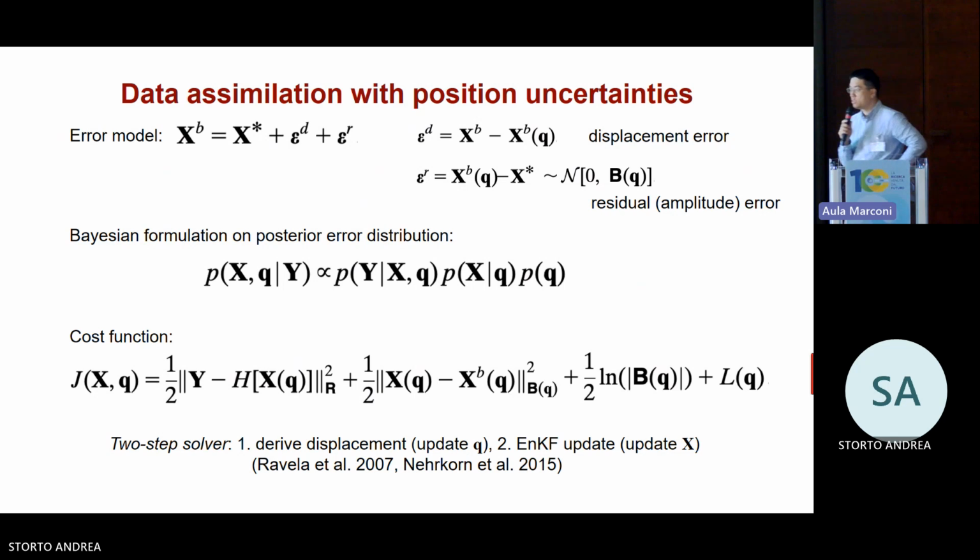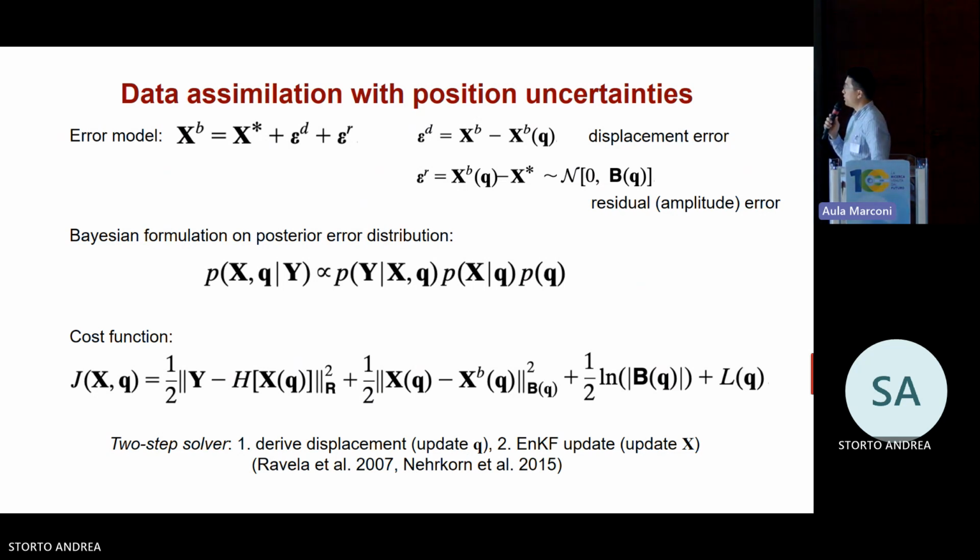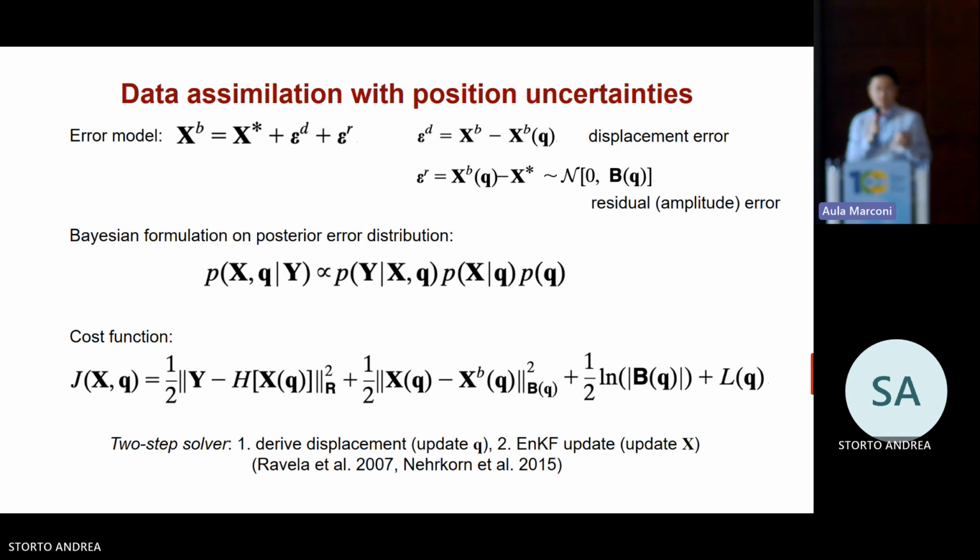So in Bayesian formulation, we did a little bit of a chain rule here. So our posterior distribution will not only be defined on our state, so the image, but also it is defined on the displacement vectors. So that's something we want to solve together. So the cost function looks like this.